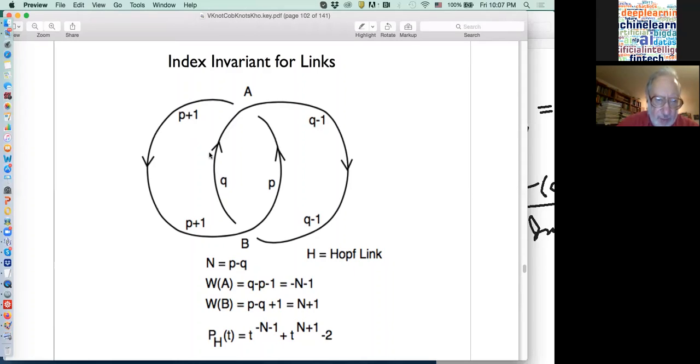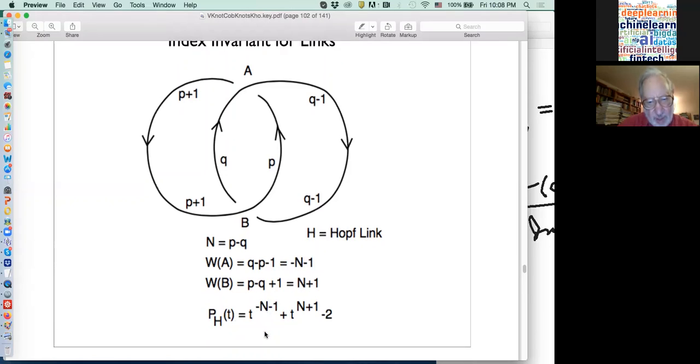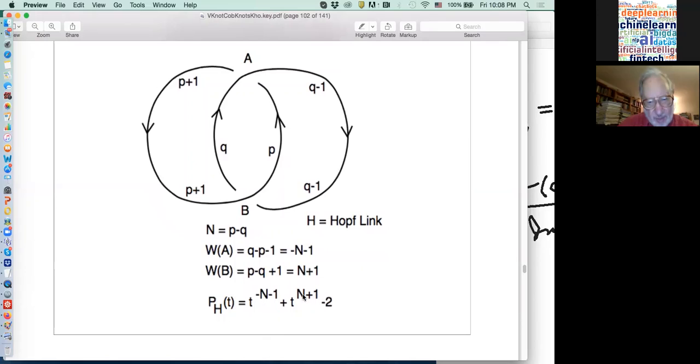So the difference between Q and P becomes important in the weights. All the weights are expressed in terms of these differences. And I could say that my polynomial is given by t to the minus n plus minus 1, t to the n plus 1 minus 2, where n is that difference. It's only the difference that makes sense. And so I can think of this as an extra variable. And then I have a polynomial for links. In this case, it's detecting the classical linking of that.